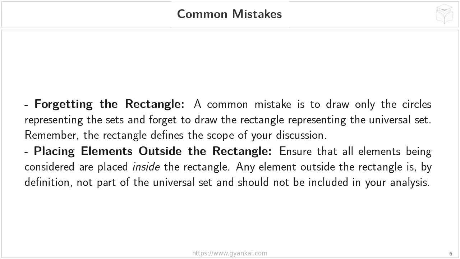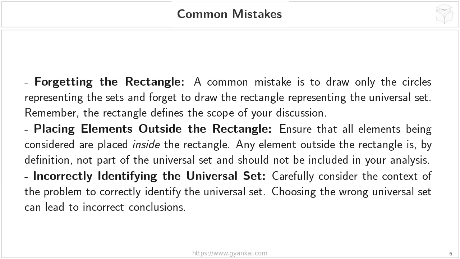This is closely related to the first mistake. Once you have drawn the rectangle, it's crucial to make sure that every element you're working with is placed inside that rectangle. Think about it. The universal set contains all the elements under consideration. If an element is outside the rectangle, it means it's not part of our current discussion and therefore shouldn't be included in your analysis. It's like trying to solve a puzzle with pieces that don't belong to the set.